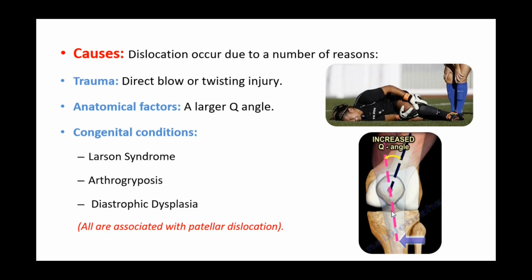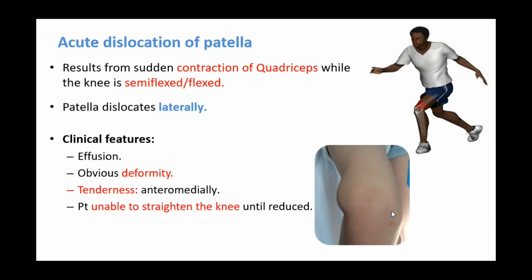Some congenital conditions like Larsen syndrome, arthrogryposis, and diastrophic dysplasia. All these conditions are associated with patellar dislocations as they promote some form of joint laxity and result in dislocation of the patella. So let's discuss acute dislocation in detail first.